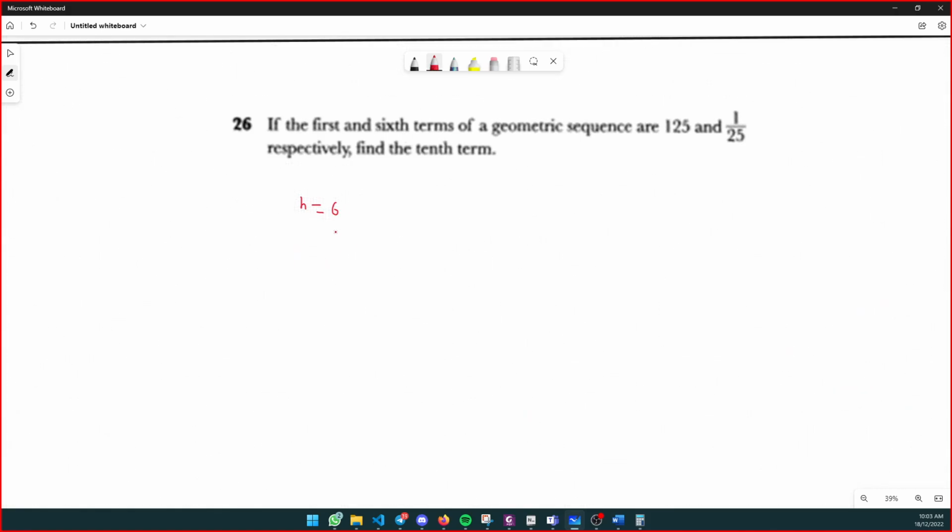Okay, then you have A equals 1/25. And then finally Tn. I don't know what n is, but I know that Tn equals 1 over 25. Oh wait, T6, right? T6 equals 1 over 25.